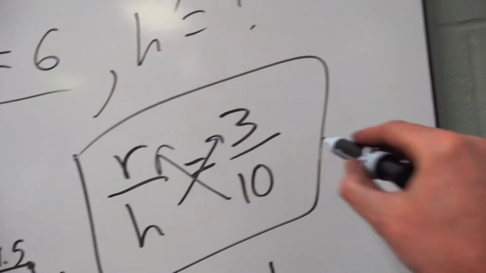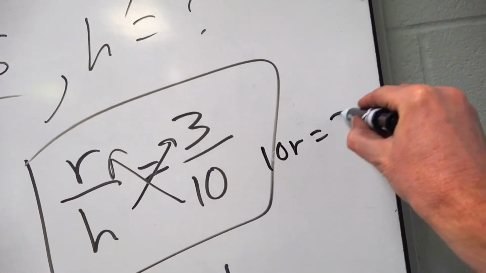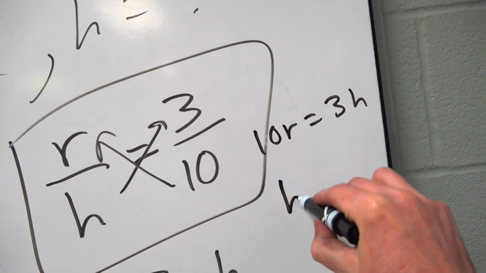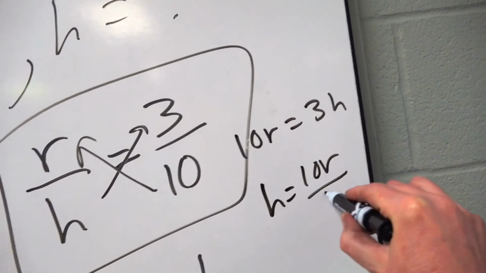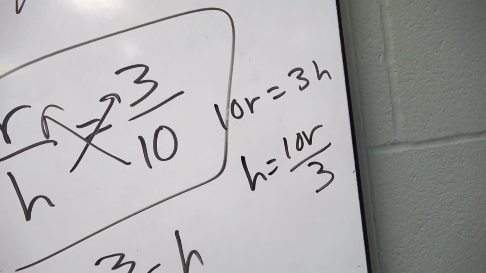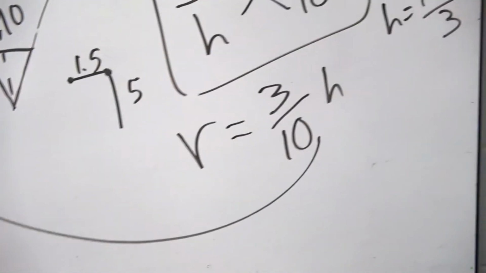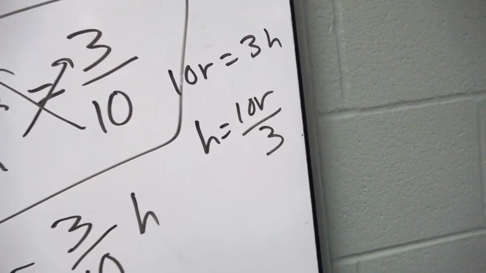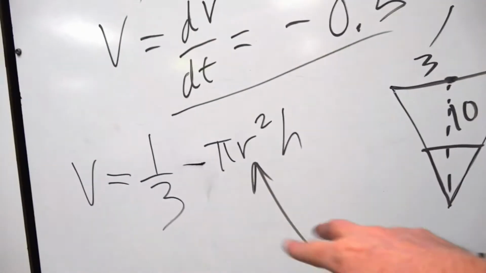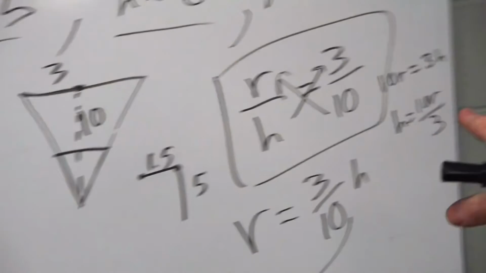If you had cross multiplied and gotten 10R equals 3H, and then divided both sides by 3 to get H alone, is H equal to 10R over 3? Sure, yeah, that's true. It's just kind of the opposite of this, but it means the same thing. So could you replace H with 10R over 3? Sure, but you're going to convert the whole problem to R world, all right?